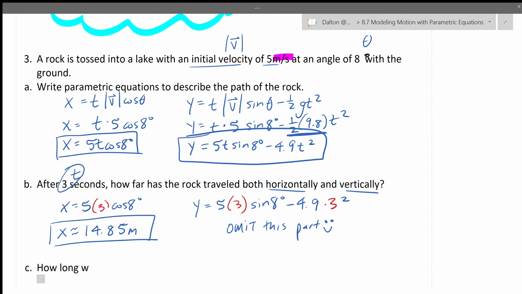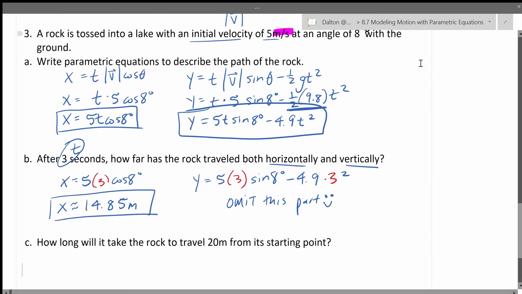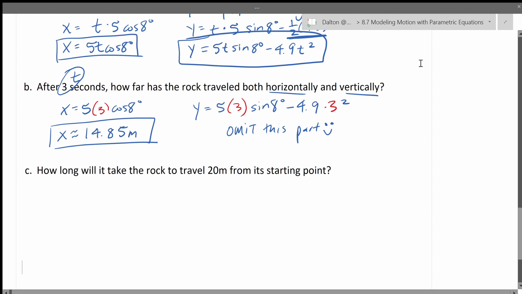Okay, the last question is going to be, how long will it take the rock to travel 20 meters from its starting point? The thing you have to realize here is that even though it does not use the word, this is talking about a horizontal distance from its starting point. We can assume that it is talking about its horizontal distance. That being said, let's go back to our regular horizontal equation, x is equal to 5t times the cosine of 8 degrees.